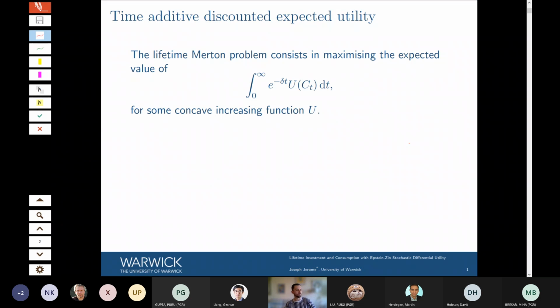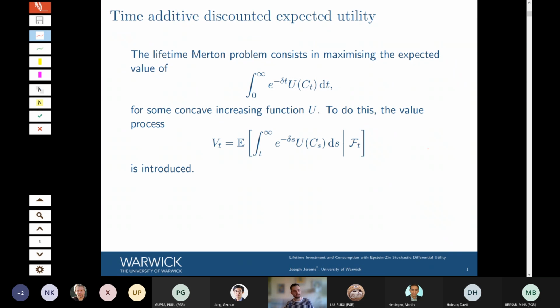Before I talk about stochastic differential utility, I'm going to introduce discounted expected utility. The problem in that case, the infinite horizon Merton problem, consists in maximizing the following. It's just the integral of the discounted utility of consumption, where u is some utility function, concave and increasing.